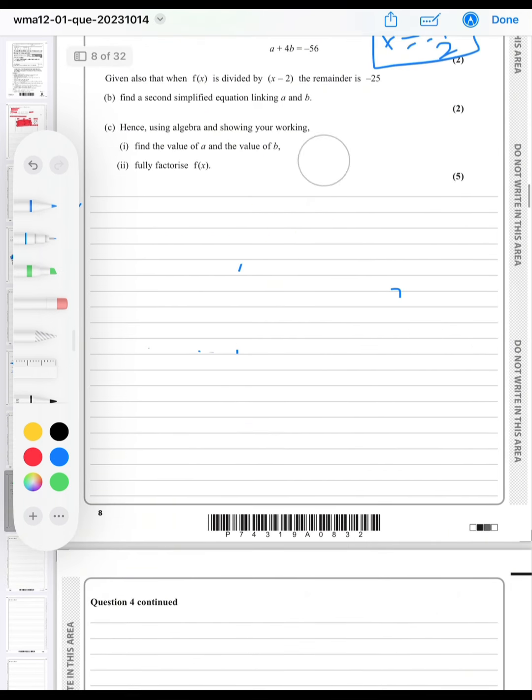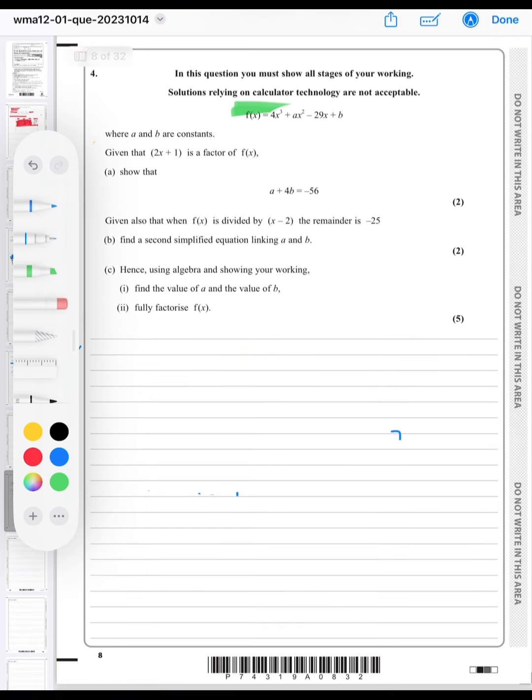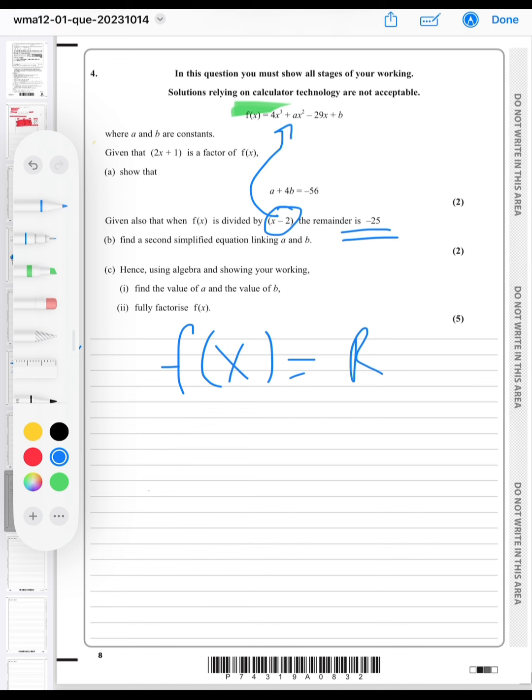Now doing the next part. So the next part is, given also that when f of x is divided by x minus 2, the remainder is minus 25. So this is a remainder theorem now. Which means that whatever you put here in x, you will get a remainder which will not be 0. So now they are saying that by putting this x equals to 2, we will get this thing. So we have to put this x equals to 2 here.